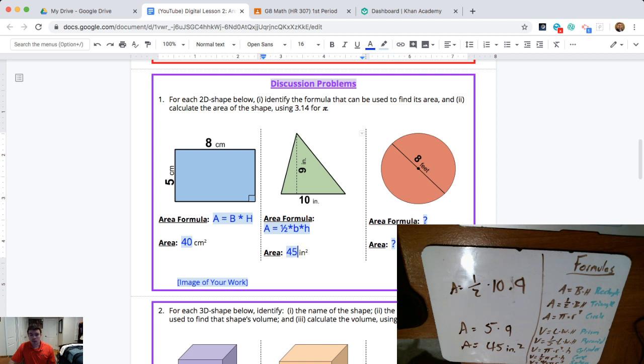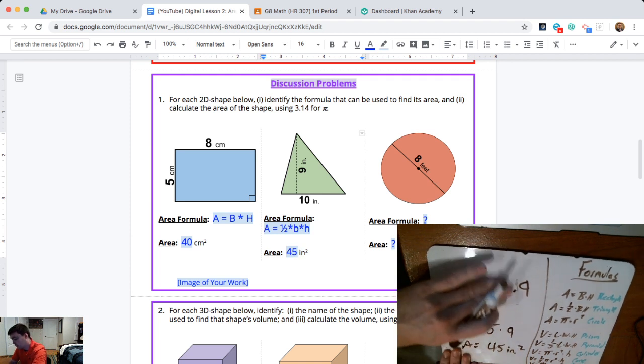Our last shape's the circle. That's what we worked on in 7th grade for area. We started to review that a little bit yesterday. So again, with a circle, you're going to want to start, like with every shape, with our area or our volume formula. In this case, the area formula for a circle.